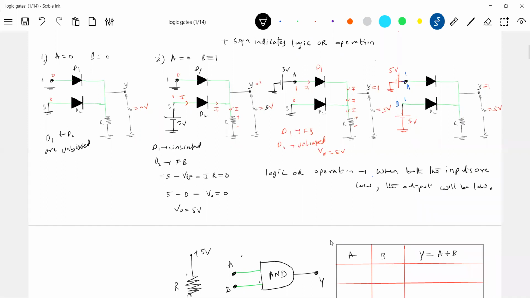This is one thing. Next, the second one: when any one input or both inputs are high, the output will be high. So that's the basic idea of the logic OR operation. Once again, what do you mean by low? Logic 0. What do you mean by high? Logic 1.